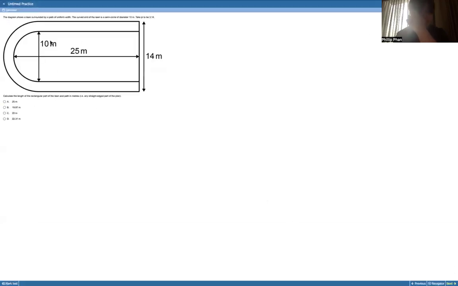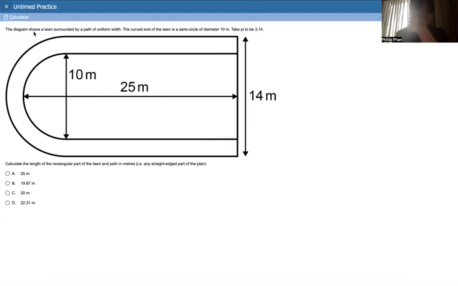All right. Oh, I remember this one. Okay, let's see. We have to read the information before we do it. So the diagram shows a lawn surrounded by a path of uniform width. The curved end of the lawn is a semicircle of diameter 10 meters. Take pi to be 3.14. Calculate the length of the rectangular part of the lawn and the path in meters. So let's make sure we understand what they mean when they say path. Any straight edge part of the plan. All right, let's have a look right here.